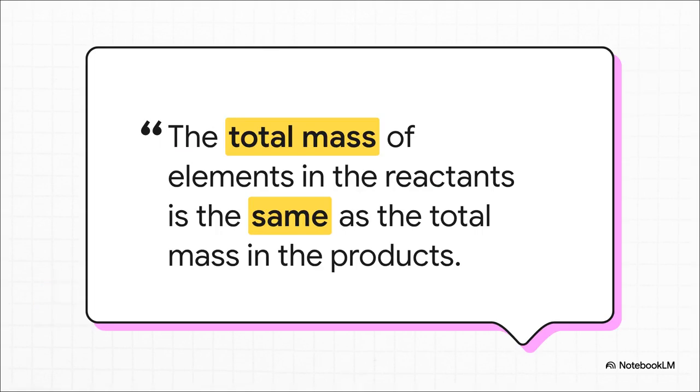And this is it, the law of conservation of mass. What this really means, in simple terms, is that you can't just create or destroy atoms out of thin air in a chemical reaction. Nope, you can only rearrange them. Everything you start with has to be accounted for in the end. It's like the ultimate balancing act.